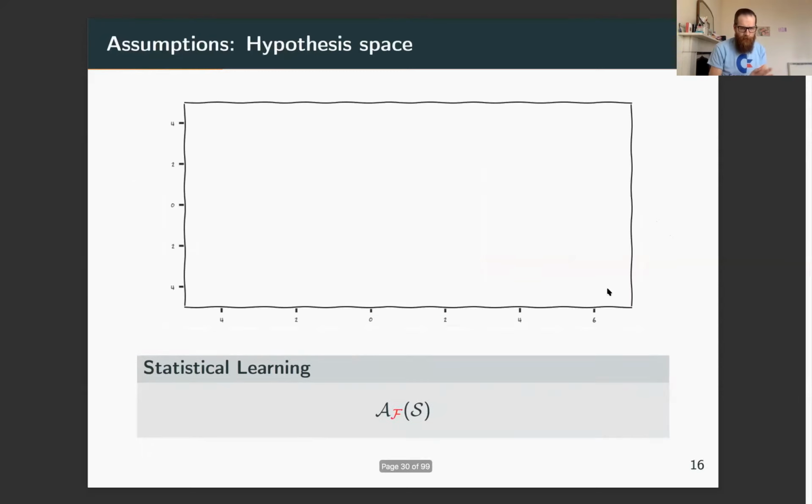Okay, so another thing is to think about how I can make assumptions on my hypothesis space. So if I have this space of functions, how can I think of how I can place assumptions on this? And this is what most of this talk is going to be about.